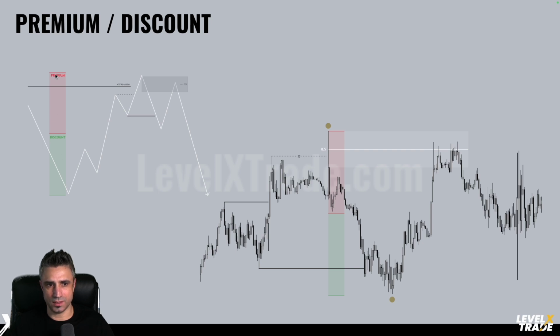So I marked my premium discount tool, because I'm wanting to sell at a premium. It breaks this low, indicating the market wants to go lower. When it comes back to my POI, my point of interest, which can be an order block or a fair value gap, in this case I would be placing my sell order right here.